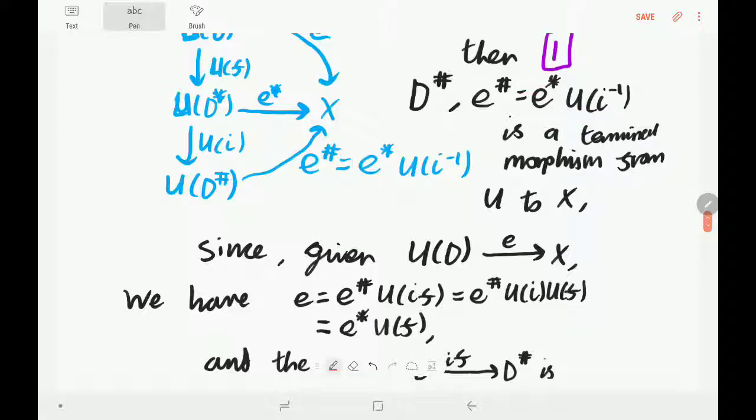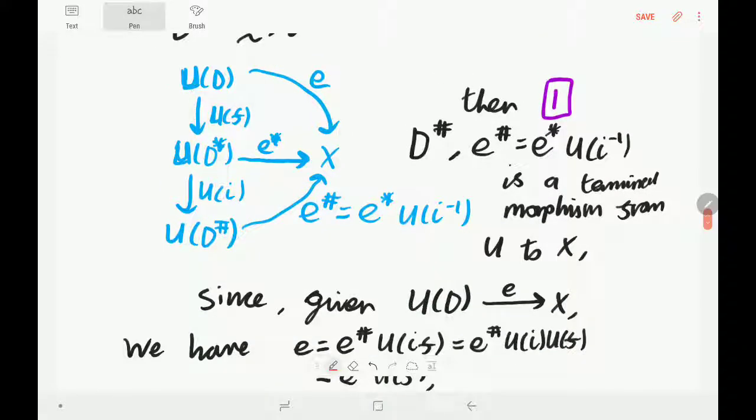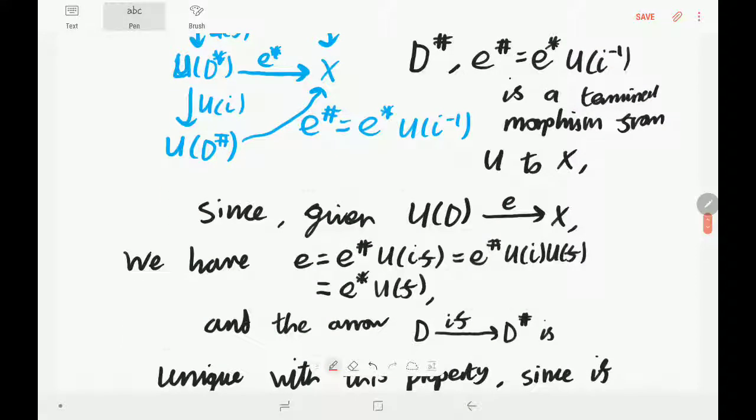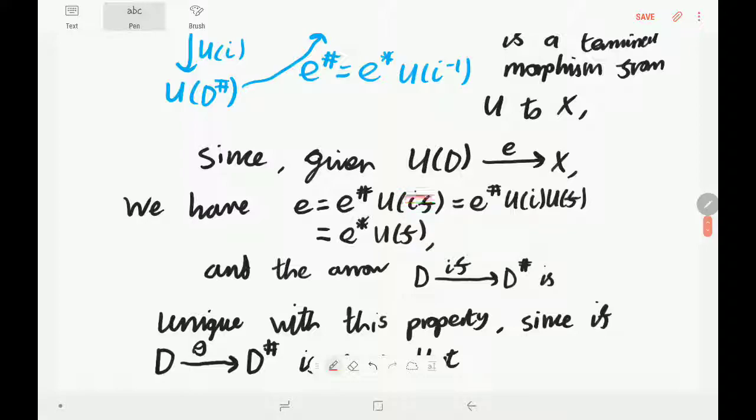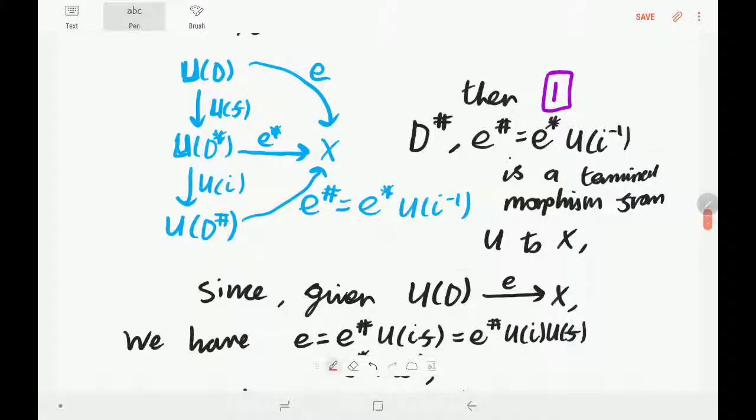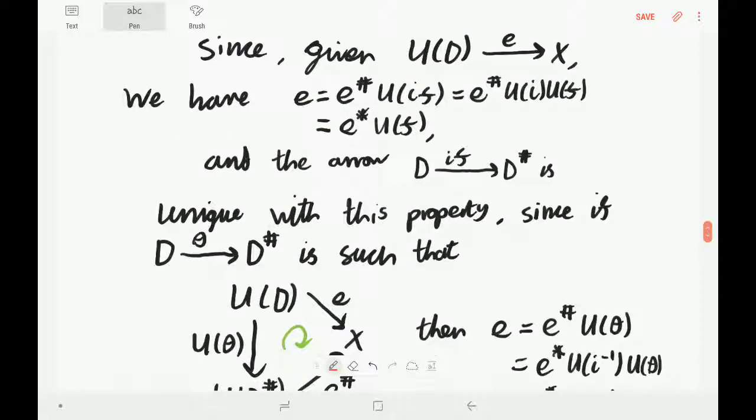Now, why is this the case? Well, suppose we're given another object to compare with in the comma category. So we have this arrow E from U of D to X. Then E is going to be equal to E hash U of I f, because that's equal to E star U of f, as we see here. We're using the functor composition law. So that means that I f is this intermediary arrow we need, in the sense that if we apply U to it, we get something that completes the appropriate triangle and makes it commute.